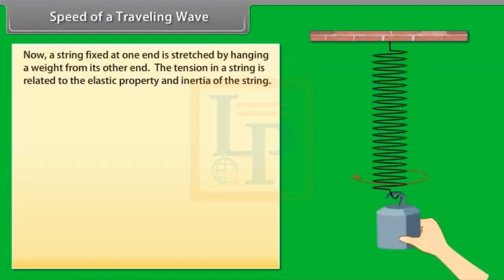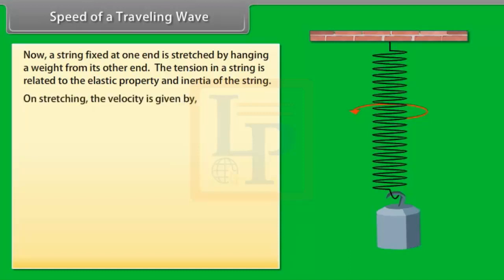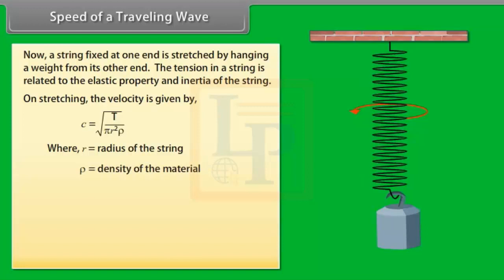Now, a string fixed at one end is stretched by hanging a weight from its other end. The tension in a string is related to the elastic property and inertia of the string. On stretching, the velocity is given by C is equal to under root T upon pi r square rho. Here, r is equal to radius of the string, and rho is equal to density of the material.